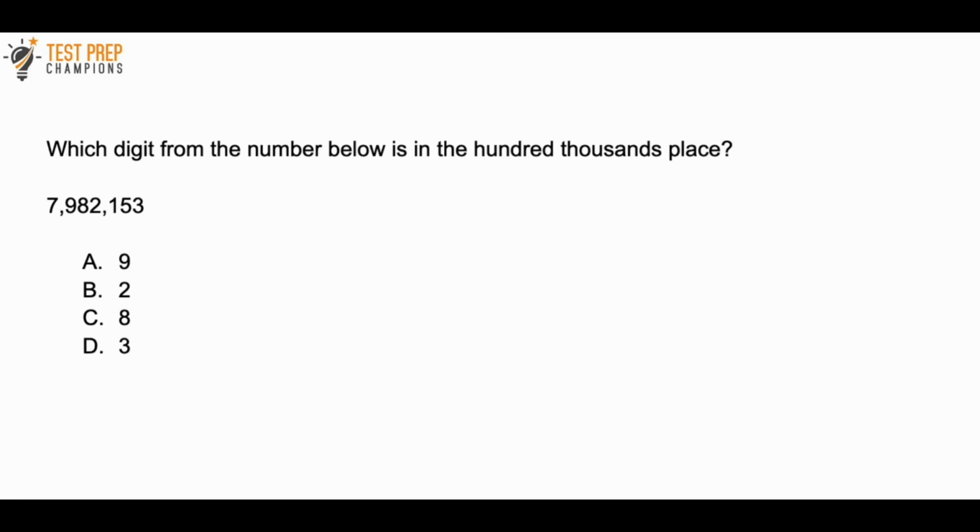Which digit from the number below is in the hundred thousands place? So here's the number right here. Which digit's in the hundred thousands place? Is it A, B, C, or D?